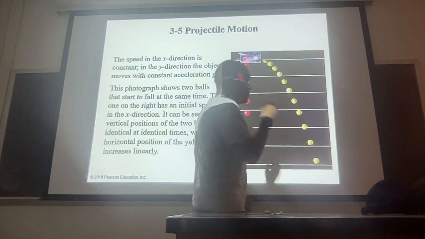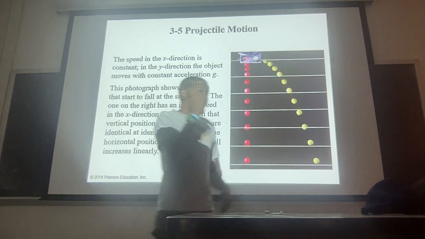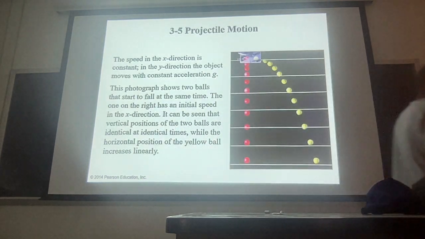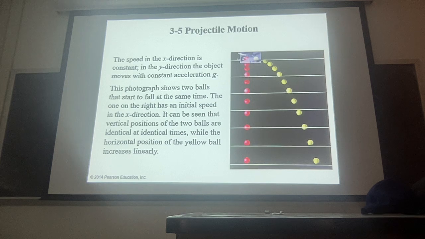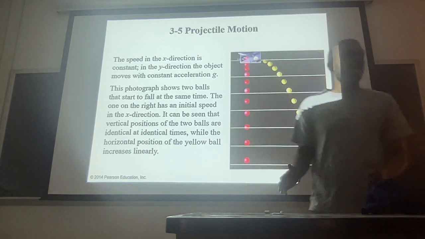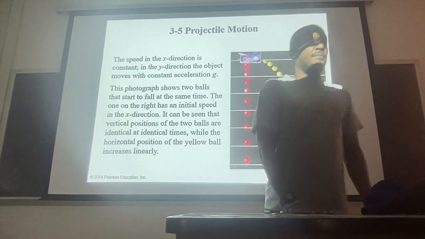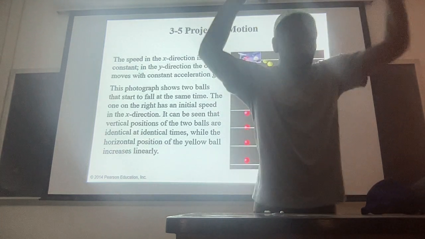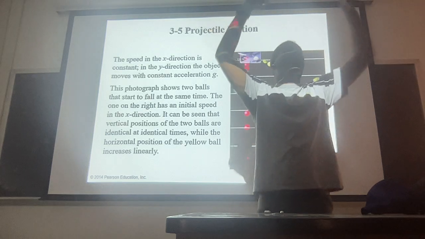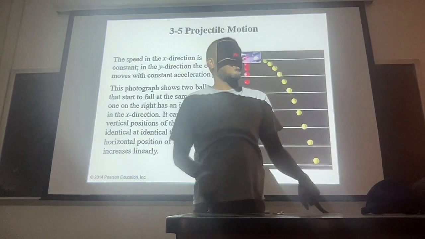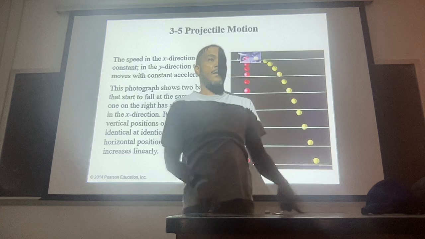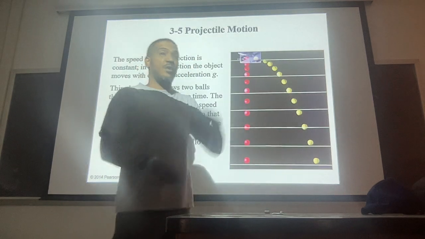And what it's showing here is that if I roll something off a desk and I drop something, which one is going to hit the ground first? They hit at the same time. Why? That is true, gravity, but more specifically, because their motion or their speed in the Y direction is the same, whether I rolled it off or I just dropped it.